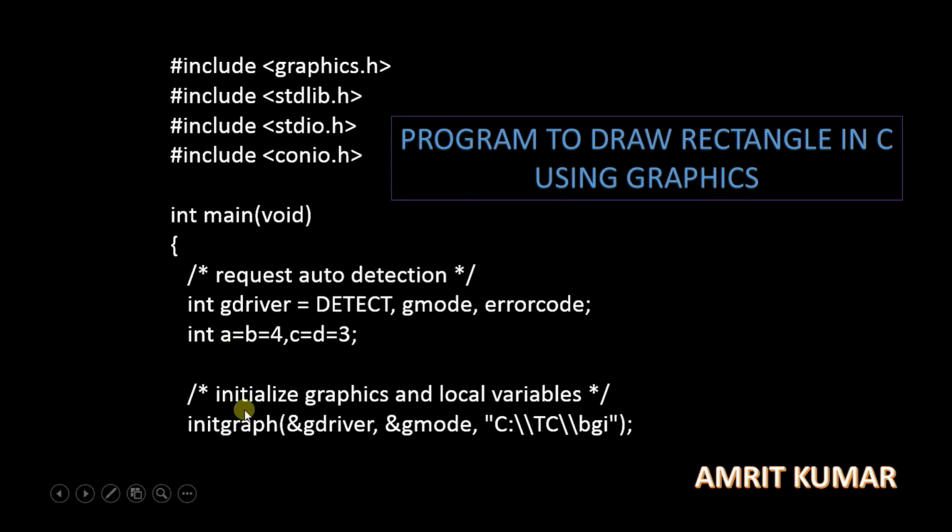Okay. After that I am initializing the graphics with the help of the initgraph function. You can see this is the way to initialize the graphics in C language. You need to specify the address of gdriver, the address of gmode, and the path: the path in C is in the folder TC and in the folder BGI. So BGI is going to activate. This is how you can initialize the graphics in C language, along with all the local variables.